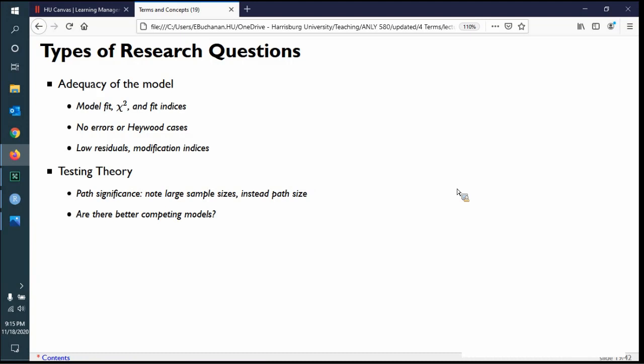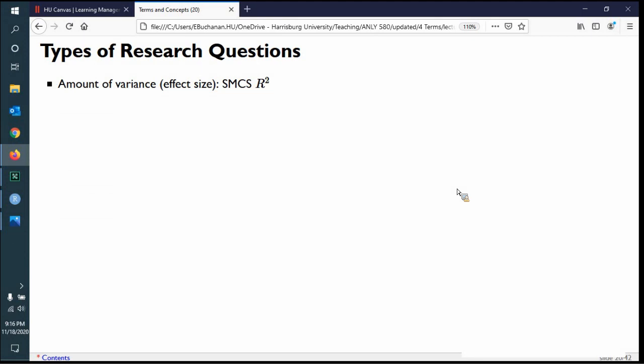I could also test competing models against each other. So which model's better? Is it two factors? Is it four factors? And I can use those modification indices to tell me what might be better. Now I can think about the effect size of the overall model. So my squared multiple correlations are R squared. So I can say, well, I'm really predicting text really well, but I'm not really predicting speed well. So what can I do to predict that one better? I could think about the direction and strength of the parameter estimates, which we just talked about.